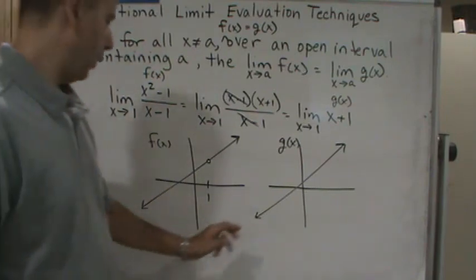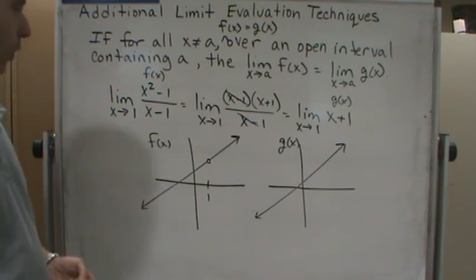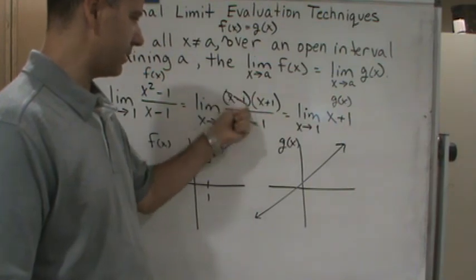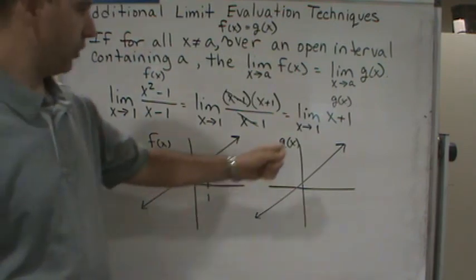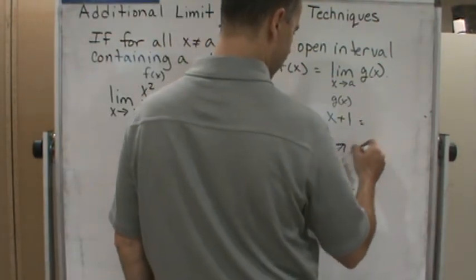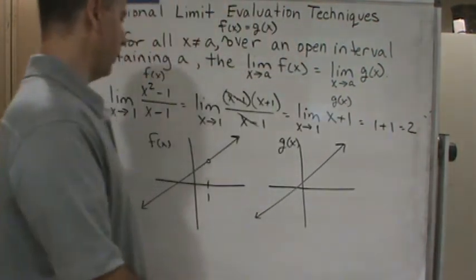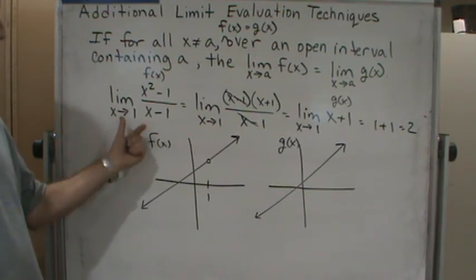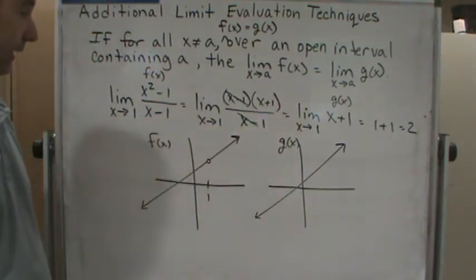So notice that both of these graphs behave exactly the same, except at x equals 1. That's where the discontinuity comes in. And so what we did here by factoring and canceling is we removed that discontinuity, and now we can say that this is equal to what? Well, as x approaches 1, it's going to be 1 plus 1 equals 2. So we know the limit of the original expression is 2, using this factoring and canceling technique.